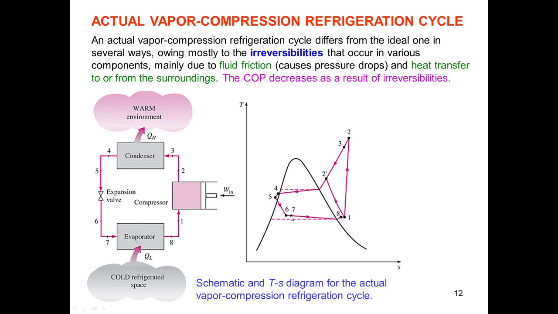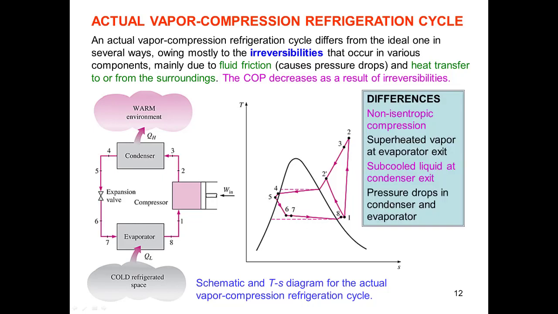there is a pressure drop in the evaporator. You can see that there is a pressure drop in the evaporator. So because of these irreversibilities, the coefficient of performance of the actual vapor compression refrigeration cycle is slightly lower than the ideal one. In the ideal case, we also assume that the inlet to the compressor is at this point, a saturated vapor, but in the actual case, the inlet to the compressor is in the superheated region.